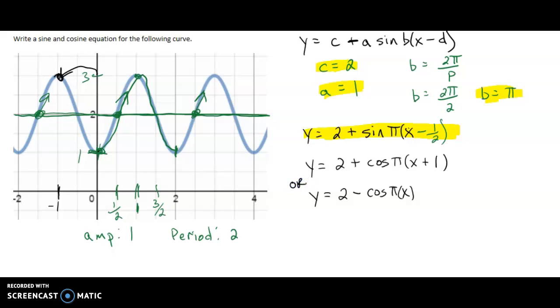And as a matter of fact, there are an infinite number of solutions that will work for these problems, because I could shift left or right an infinite number of times. So there are a lot of different ways you can write the curves of these functions, as they are periodic and they repeat forever.